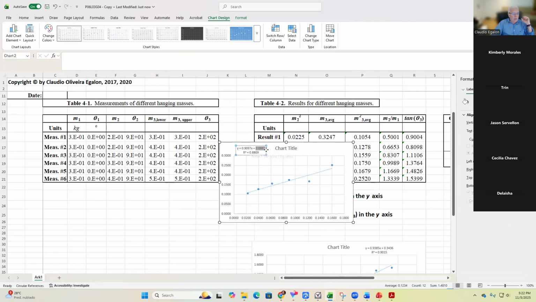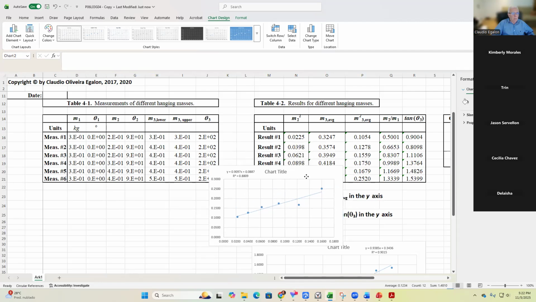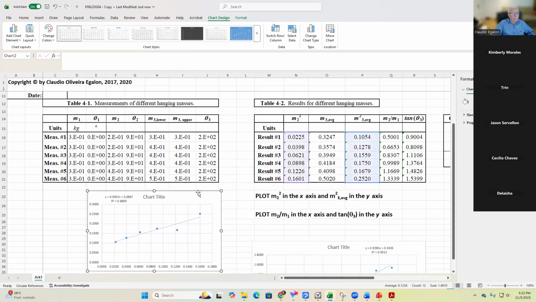What are you getting for the slope and the intercept? I got exactly what you got. You got the same value? Yeah, I did. So there's nothing wrong, right? Okay, thank you.